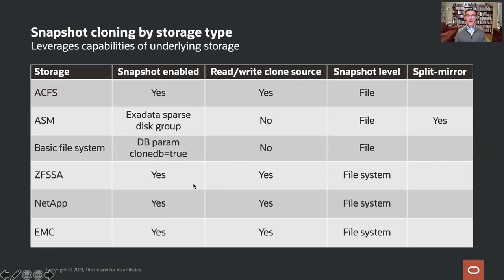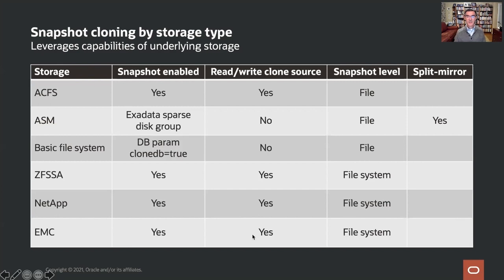So in this slide, I try and summarize this and other important capabilities across various different storage technologies. For each type of storage listed on the left-hand side, we see how snapshots are enabled, whether clone sources are read-writable or read-only, whether snapshots are taken at the file level or the file system level, as we've just discussed, and whether split mirror cloning is possible.